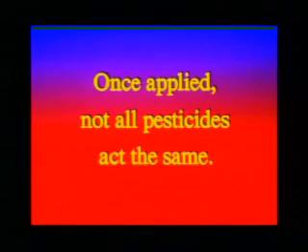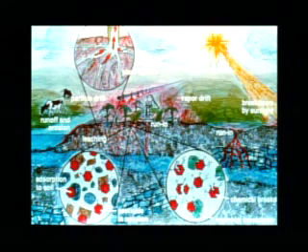The chemical structures and so forth are so different that none of them behave the same when they're applied out there. Let's look at this slide here. As you can see, some are broken down by sunlight very fast. Our organophosphate insecticides come to mind. They are broken down very quickly like that.